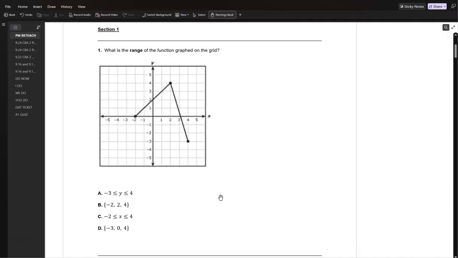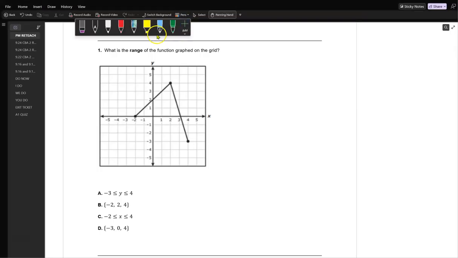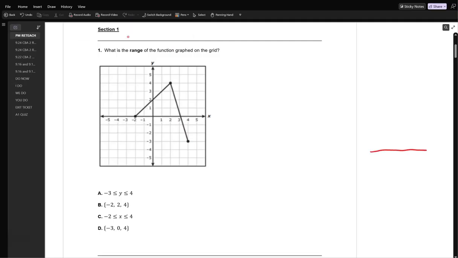What is the range of the function graphed on the grid? So one of the things that we discussed in class is the use of our pencil. Because range goes up and down, we discussed placing our pencil at the origin. We want to find out how low this thing goes. It seems to stop right there. So we can safely say -3.